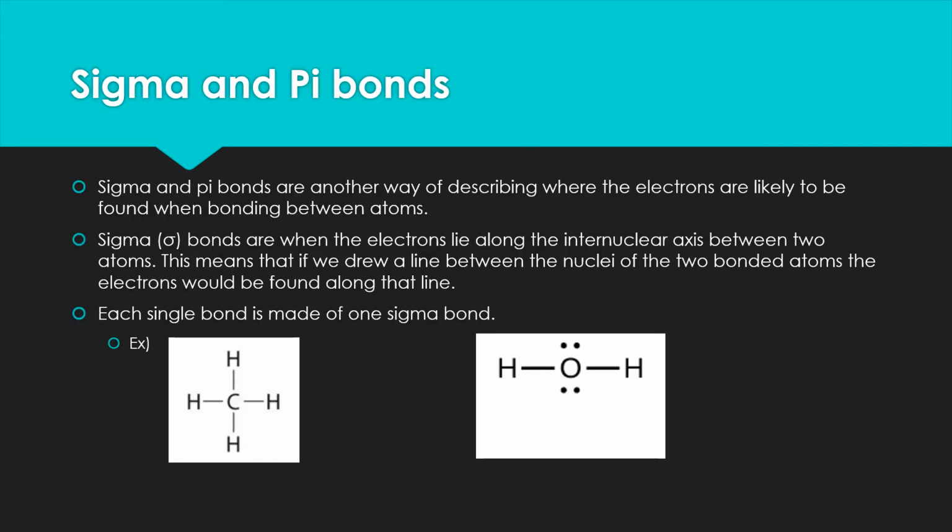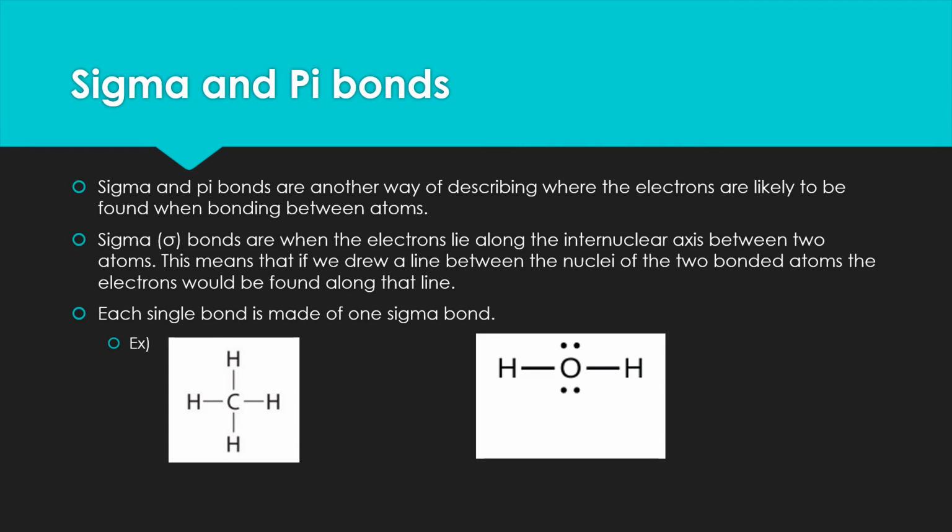We are now going to take a look at sigma and pi bonds. So sigma and pi bonds are another way of describing where the electrons are likely to be found when bonding between 2 atoms. This comes from a larger theory called molecular orbital theory, but that part is beyond the scope of this class. So we're going to focus on sigma and pi bonds, which in this class are part of the AP curriculum, and how we identify them.